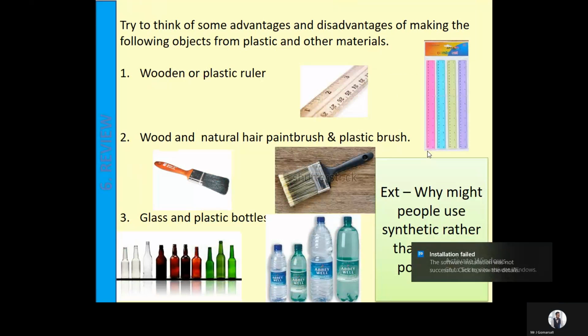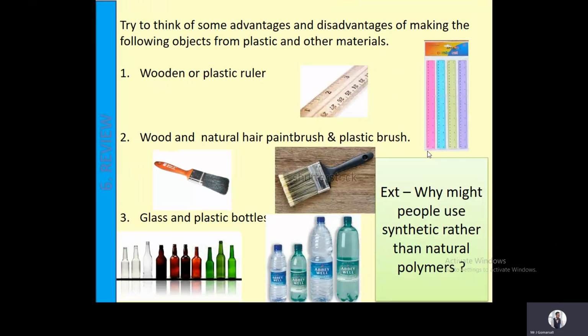So final little task before we move on to the next one. To finish off polymers, I'd just like you to have a think of some of the advantages and disadvantages of making the objects that are shown here from plastic, and the advantages of making it from other materials. So the first one is your rulers. On the right hand side we've got bendy rulers, or they could be just normal plastic rulers, but it's quite hard to tell from the picture, versus wood.